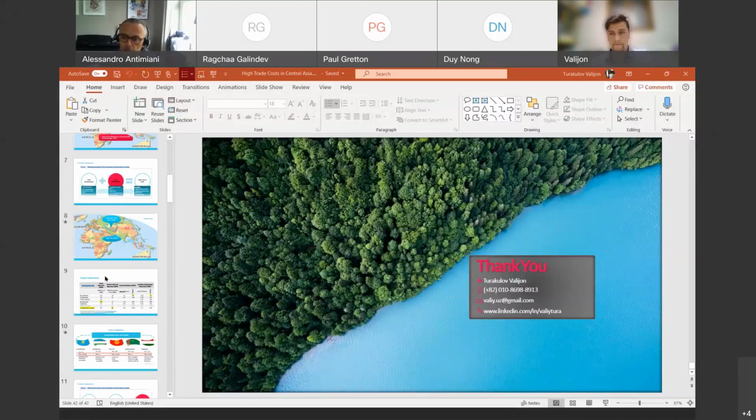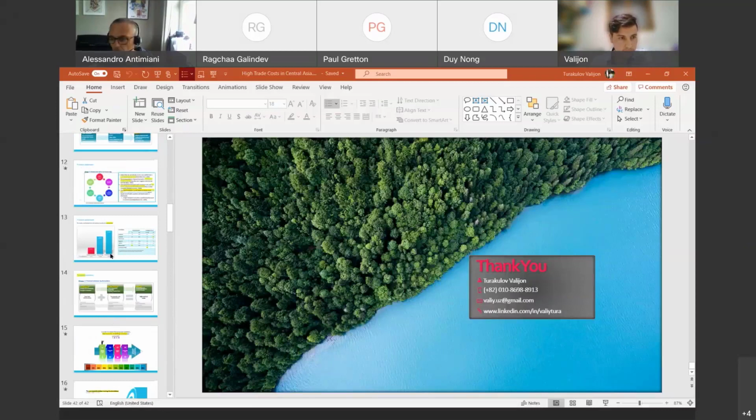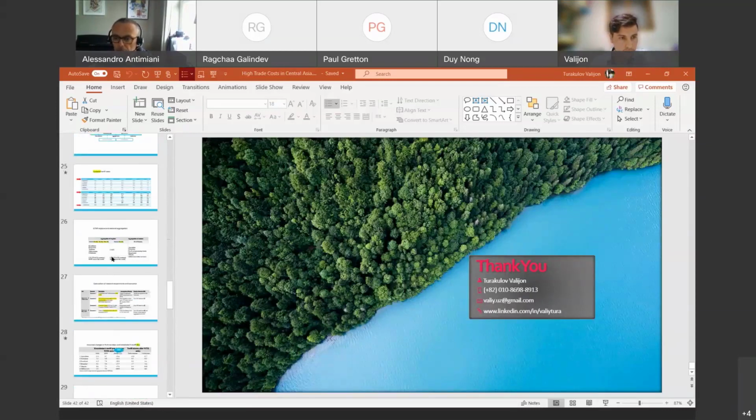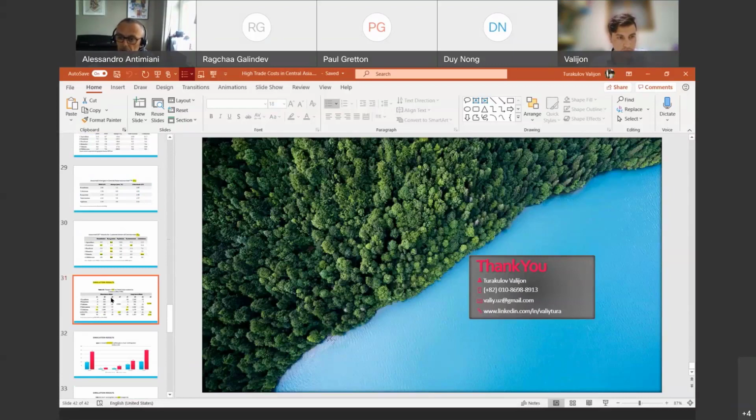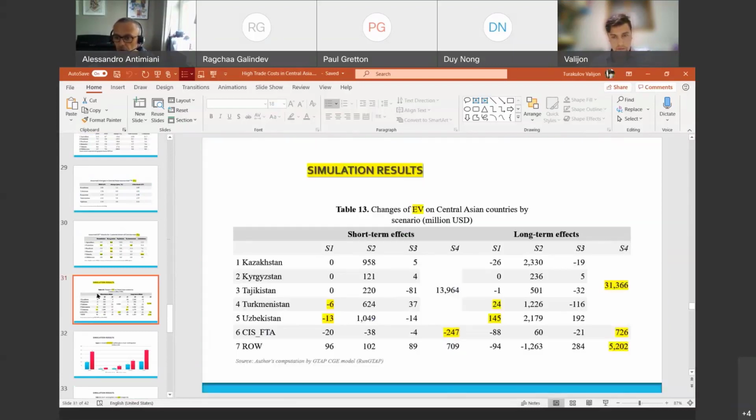Nong is thanking you for the nice presentation, and the question is specifically on slide 13. Why do the results for countries 4 and 5, Turkmenistan and Uzbekistan, have the opposite effect in the short and long run in scenario 1? They apparently have the reverse sign. And the second question is, what are the closures in the short and long run?